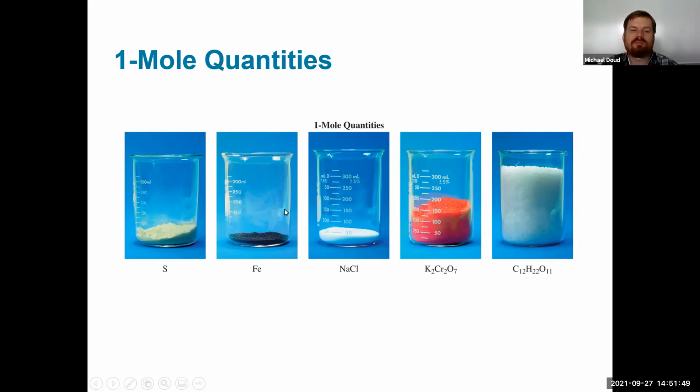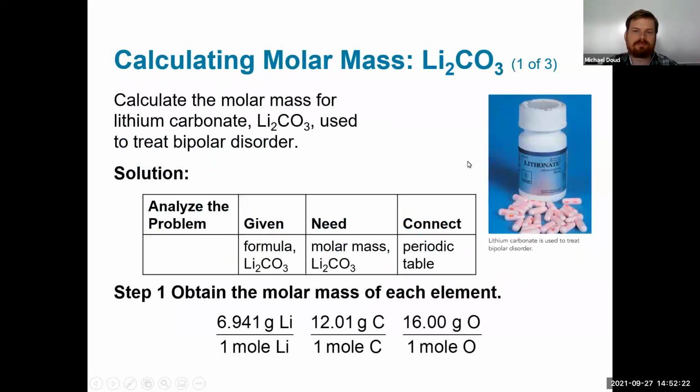Remember, iron is going to be more dense than sulfur because it's got more mass packed in a smaller volume. It makes sense that sodium chloride would take up a little bit more space because it has 2 ions for every 1 atom of iron. Think of it this way: 1 mole of sodium chloride contains 1 mole of sodium ions and 1 mole of chloride ions. Likewise, potassium dichromate, even more atoms. And then finally, sugar, a very large molecule, has many, many atoms.